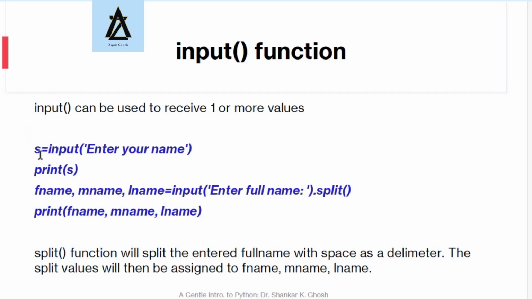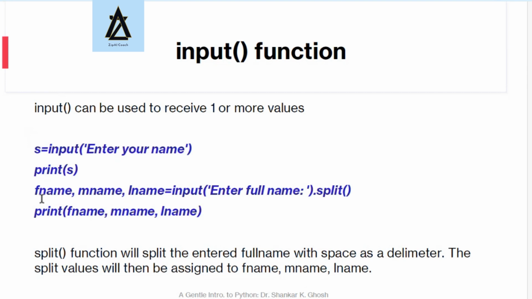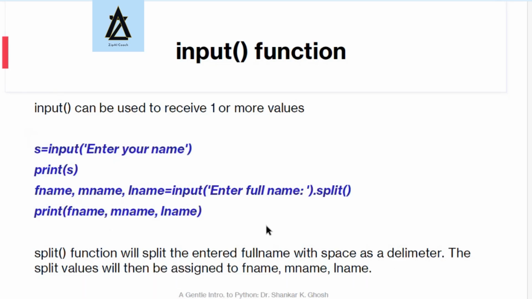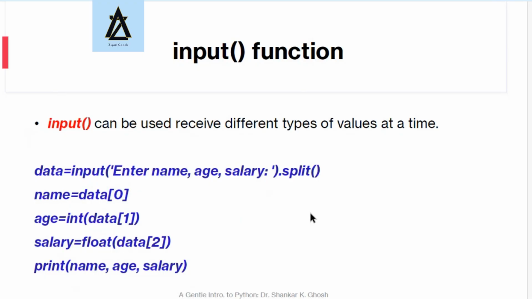For example, if you write s equal to input, enter your name, and then print s, you can write the first name, last name, middle name, etc. The split function will split the entire full name, space delimited, and assign it to the specific portions. So the input function is quite sophisticated in Python. Here are different examples of the input function.